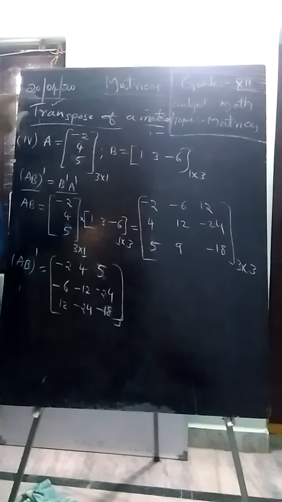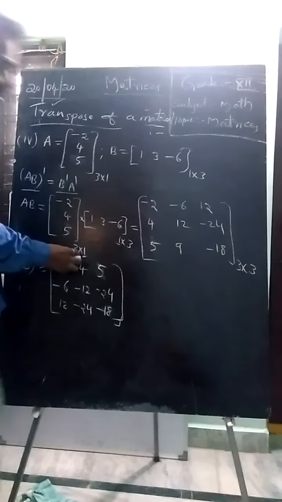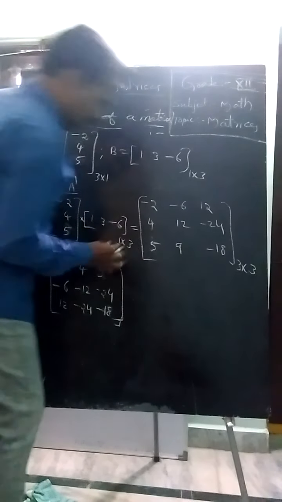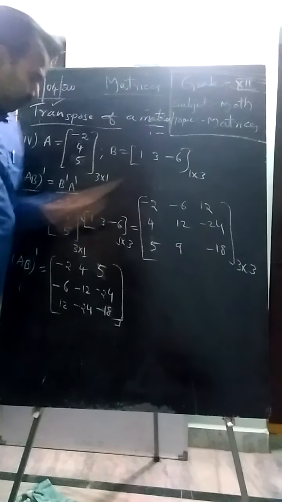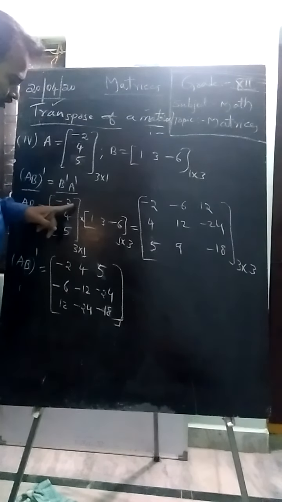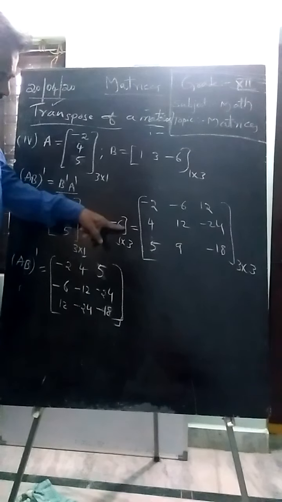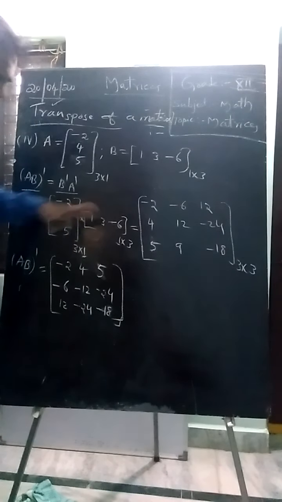Yes, equal. And the order of the resultant matrix is rows of the first matrix by columns of the second matrix. Yes, we know well, we already discussed many times. Now let us do row into column: first row into first column, second row into, like that we have to do.